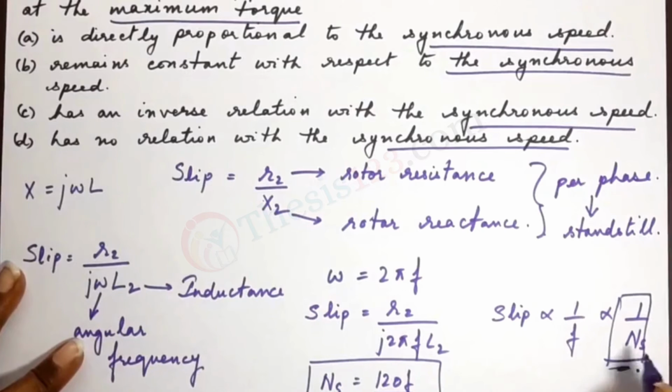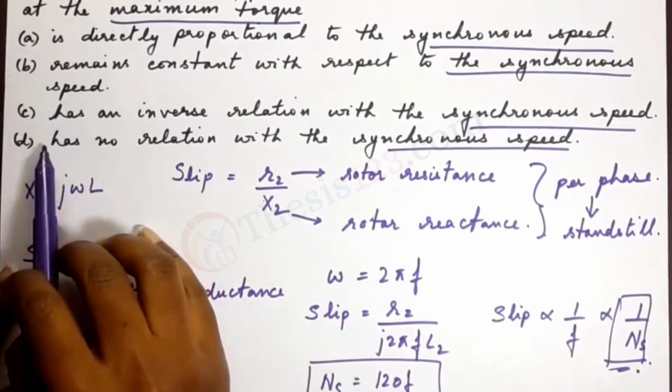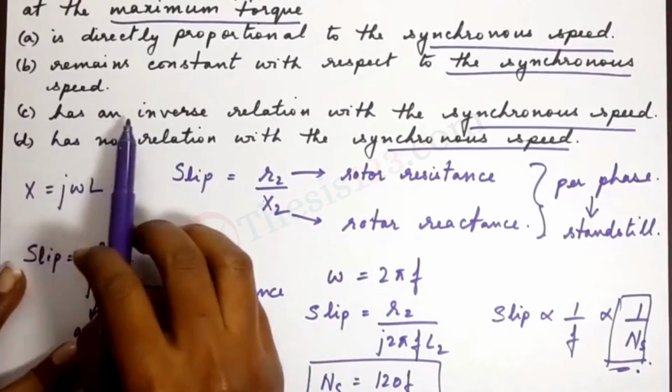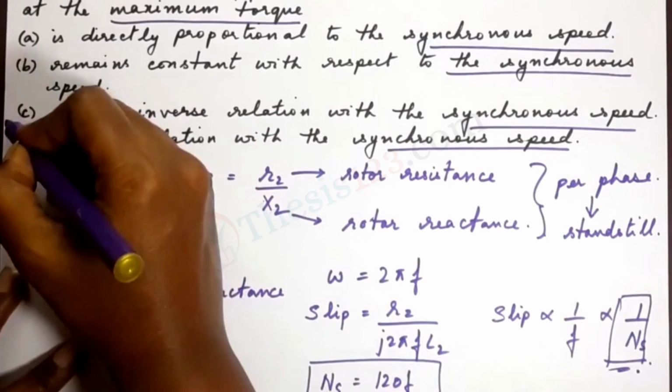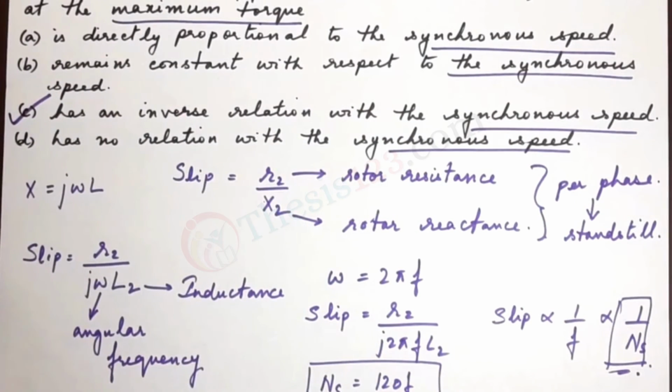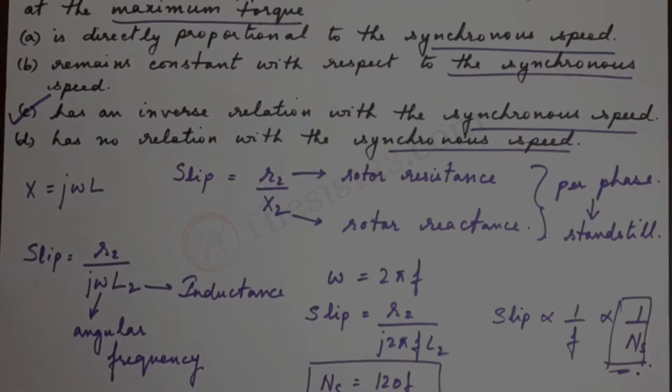So this is the final answer, which means that the right option here has an inverse relation with the synchronous speed, number C. I hope this has helped.